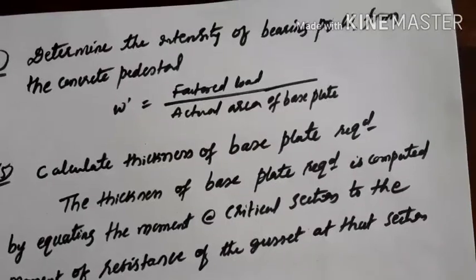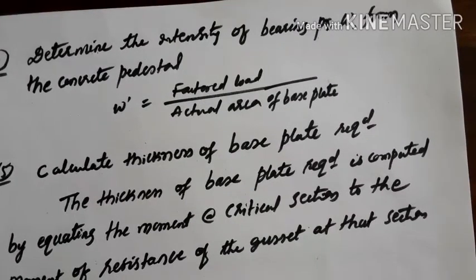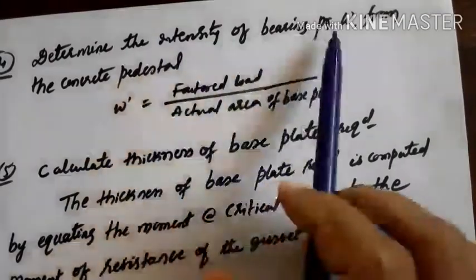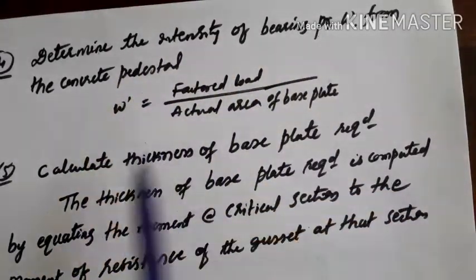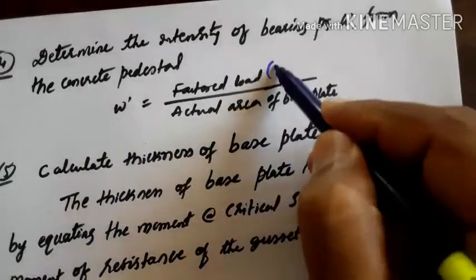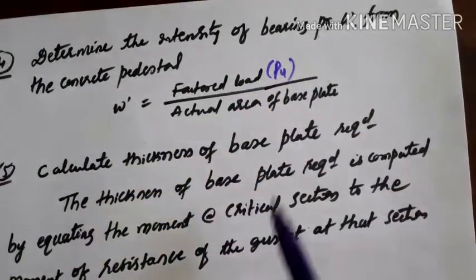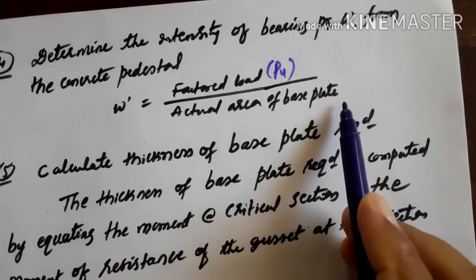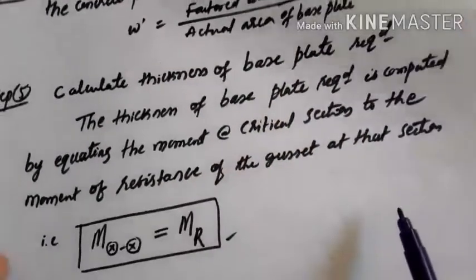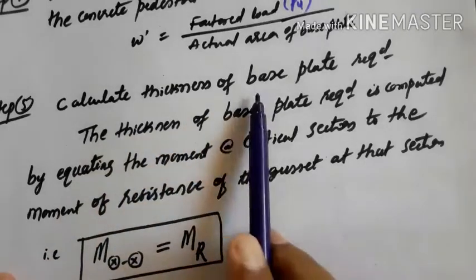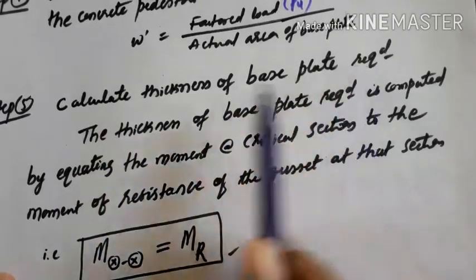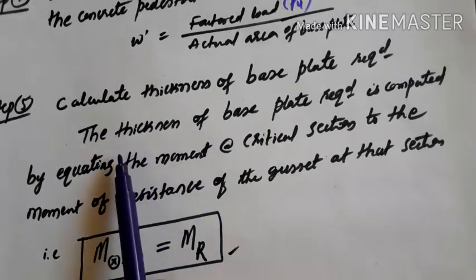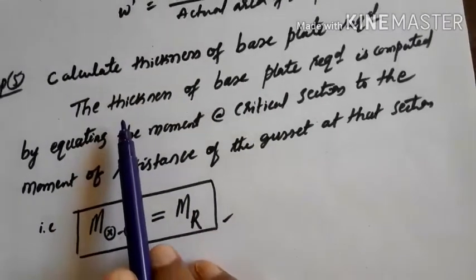Then once we get the dimensions of the base plate, as usual we have to calculate the actual bearing pressure acting on the concrete pedestal, that is, the factored load, whatever the load is given, divided by the actual area of the base plate. Then calculate the thickness of the base plate required, and here we have to calculate the thickness based on the moment criteria.